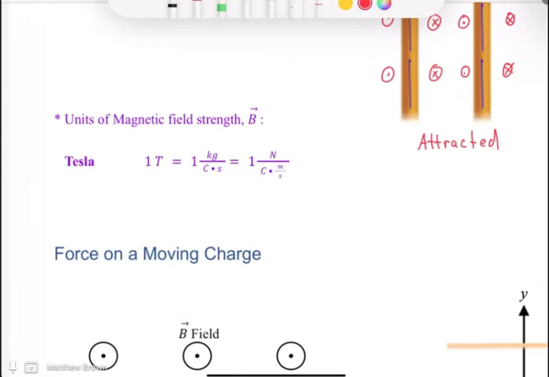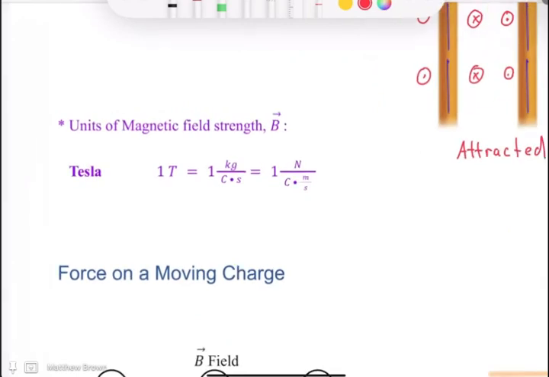Just as a reminder, that's why I like making these notes, then I can try to remember stuff. The units of magnetic field strength, if we haven't really gone over that, is the Tesla, named after Nikola Tesla. And this one here would be a little bit more telling: Newton per coulomb per meter per second. That tells you all the things you need to get a magnetic field, to get some sort of force on something. You're going to need charge and you're going to need some velocity of moving charges.